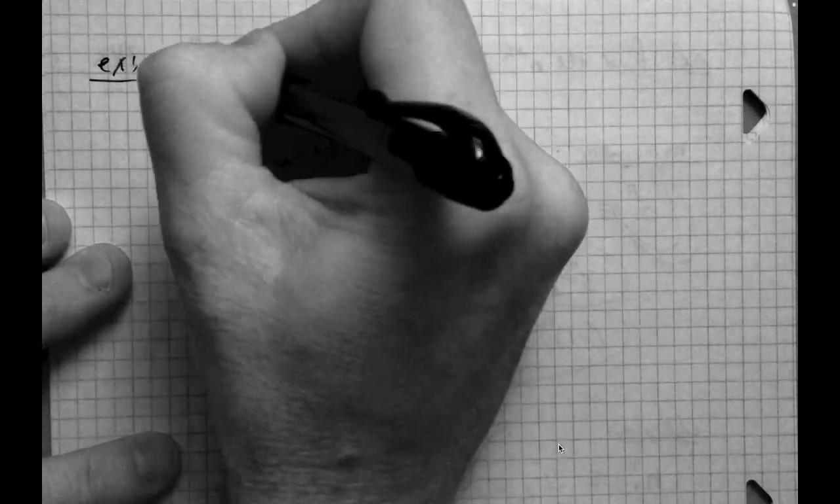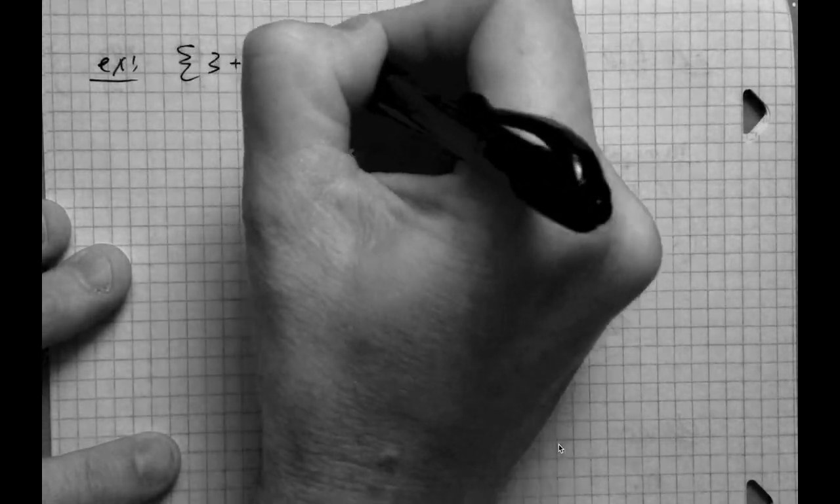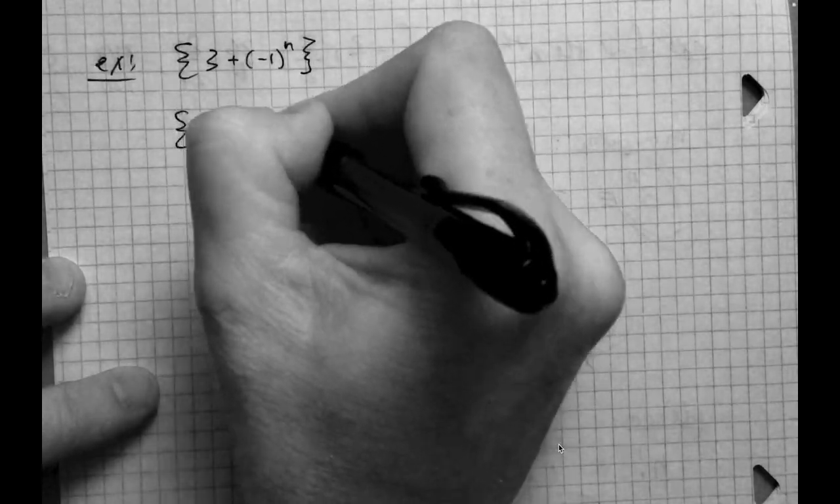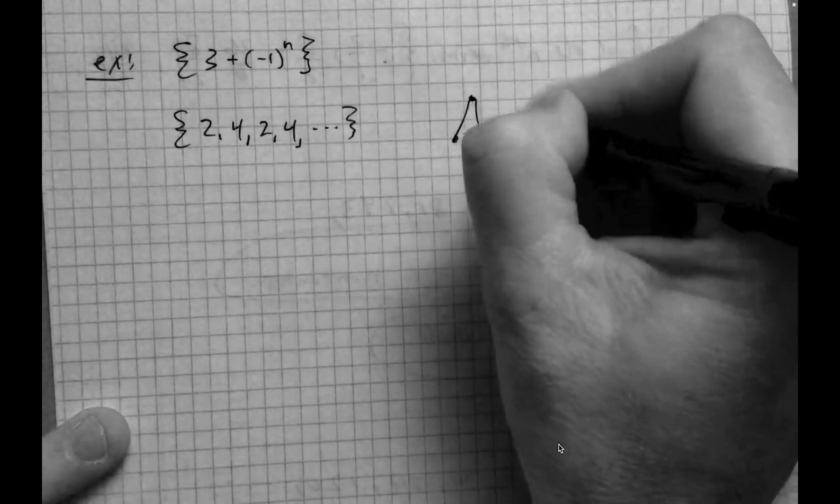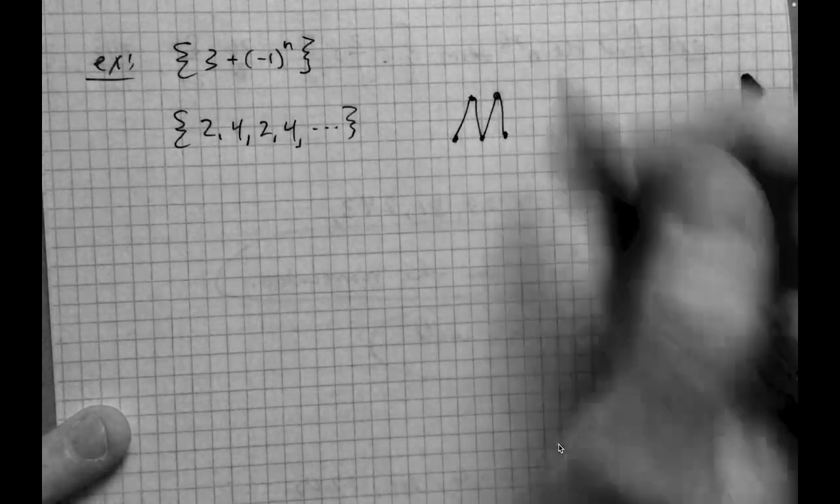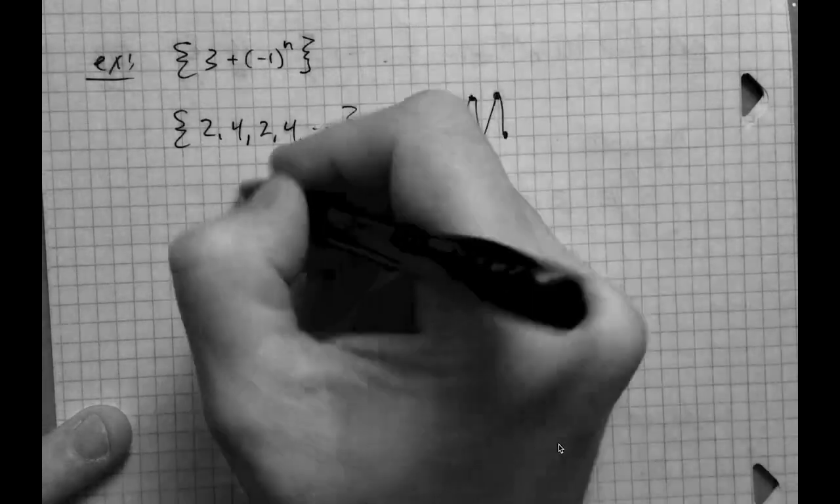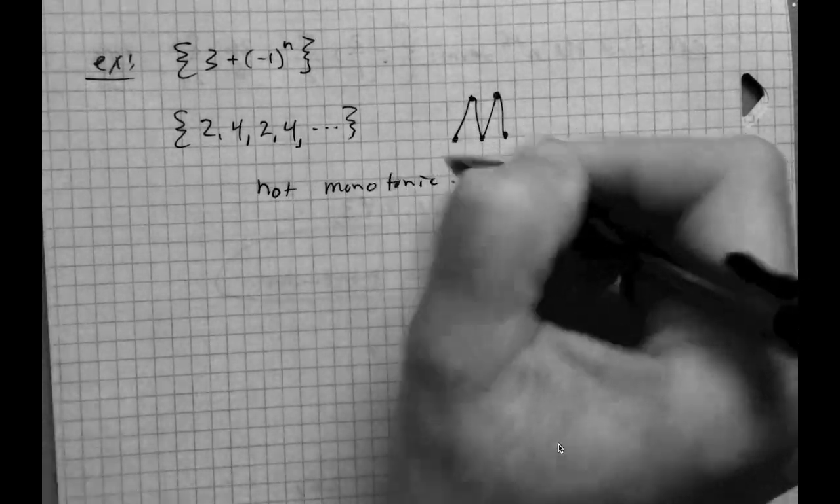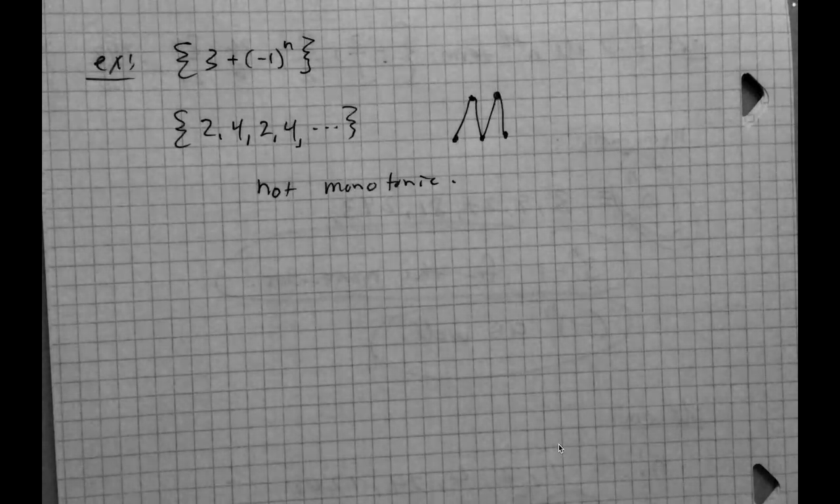Okay, so first example, what about this familiar one? Is this monotonic? No, right? Remember, this is 2, 4, 2, 4. It just oscillates, goes back and forth. Clearly it goes up, and then it goes down, and then it goes back up, and then it comes back down, right? So it's got both directions. So this is not monotonic. It oscillates.